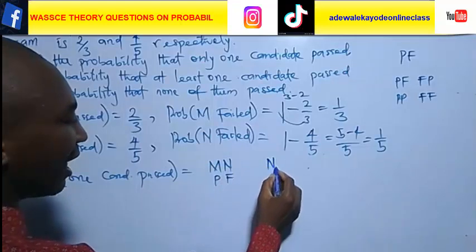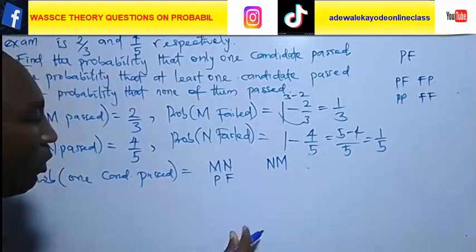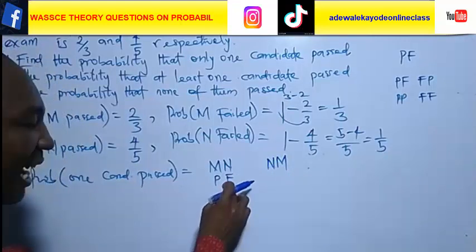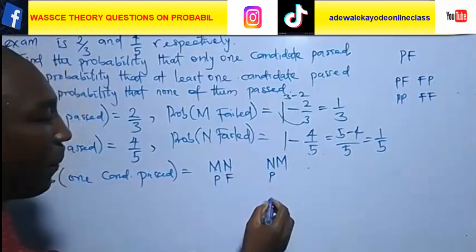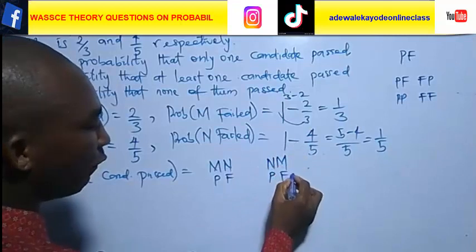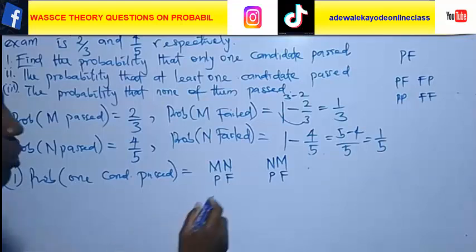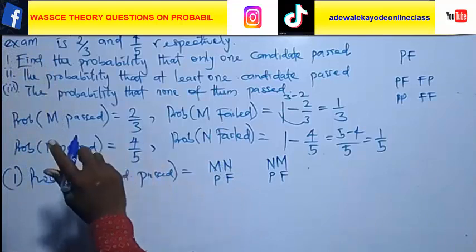Now, can we change it? That will be N and M now. So here we are talking about candidate N, who failed here, will now pass here. Then M will now fail here. There's nothing there, because we are talking about at least one candidate passing.